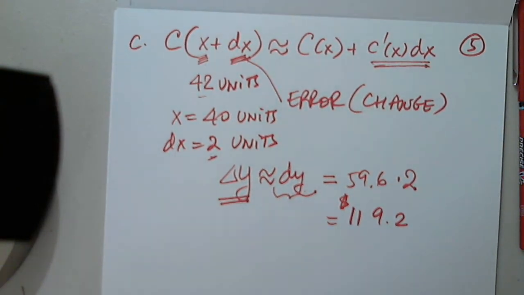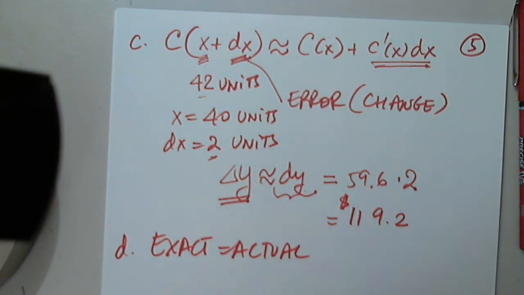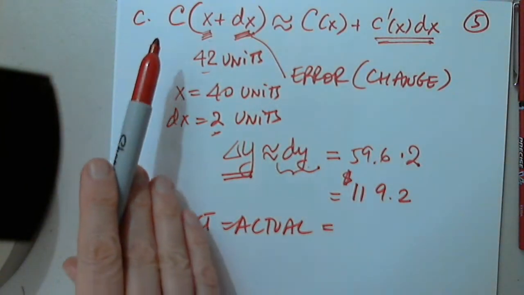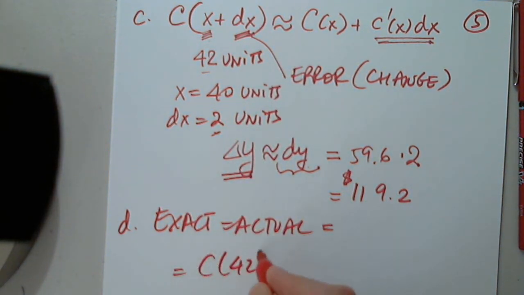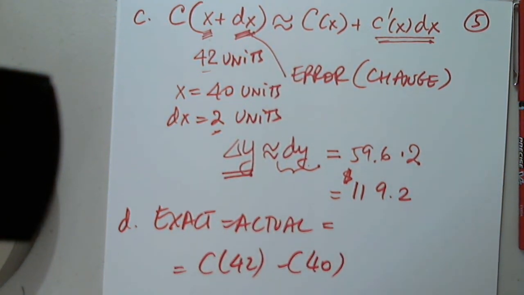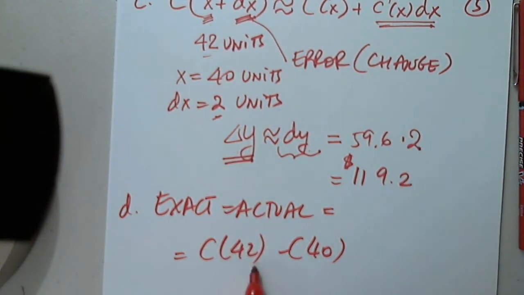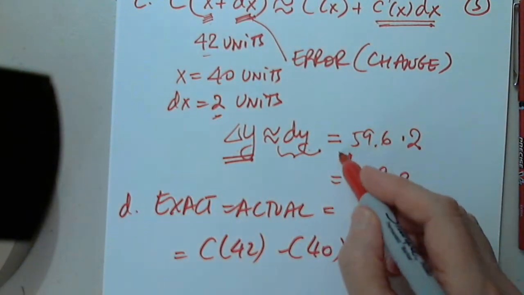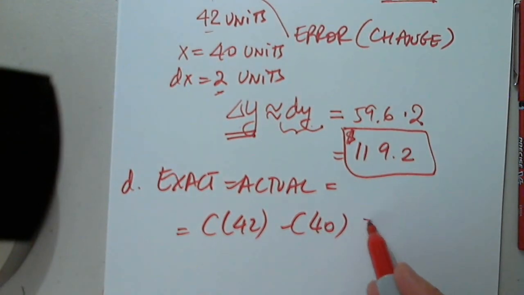Now in part D, they want the exact, the actual difference. What will that equal to? That would be C of 42 minus C of 40. That would be the exact. This one. C of 42 minus C of 40. The approximate is this. The exact, the actual difference will be this.